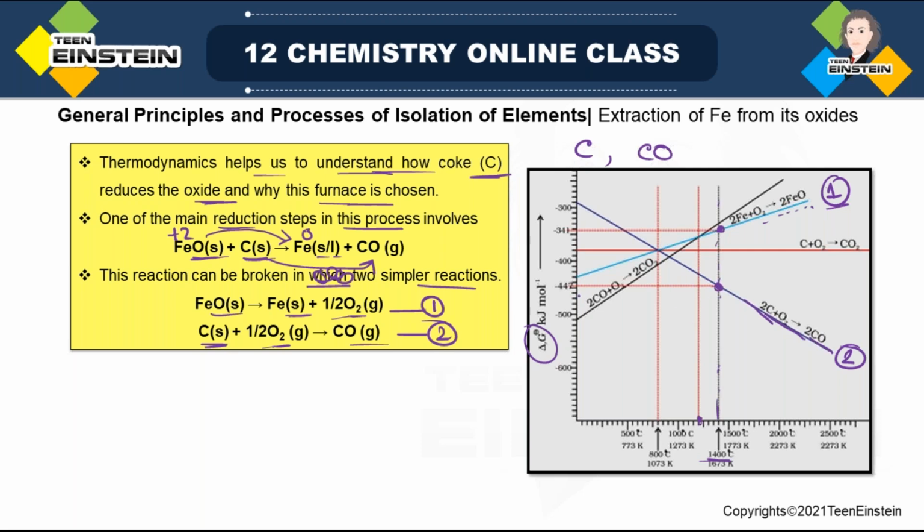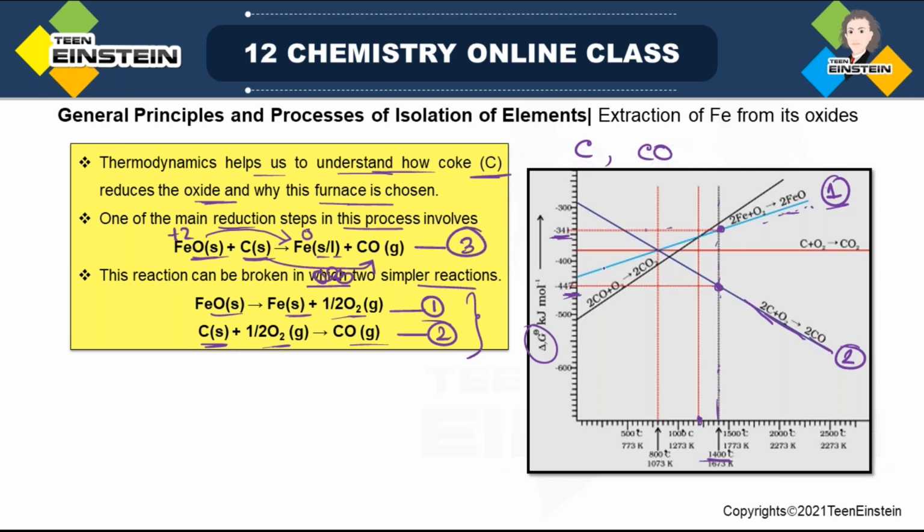Now the corresponding del G values: it is minus 445 almost, and this one is minus 341, but as it is a reverse equation, we will take the opposite sign. That means we will take a positive sign. Okay. Next, by summing these two equations, you get this equation 3.